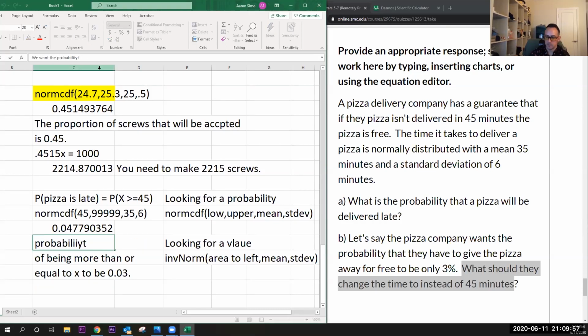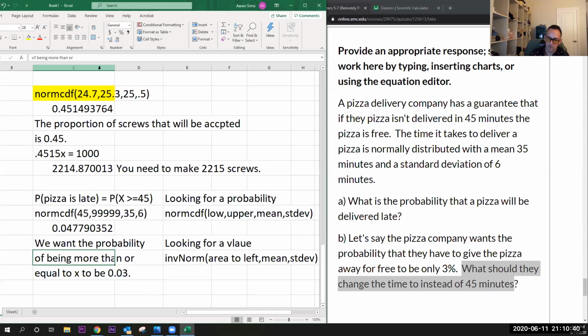We want the probability of being more than or equal to x to be 0.03, right? I can't draw anything. I wish I could draw a normal curve. I can, but I'd have to open up StatCrunch or something. But imagine a normal curve that is shaded on the right side. It's shaded above. Why? Because these are longer times, so they're to the right. It's right-tailed. So shaded to the right needs to be 0.03.